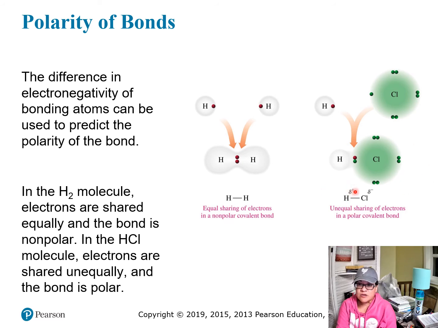And you can see these little symbols here. These are called dipole moments. So this is going to be the positive side, it has fewer electrons, and this is going to be the negative side, it has more electrons.